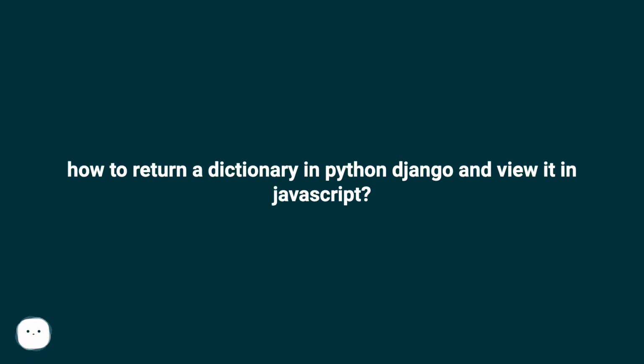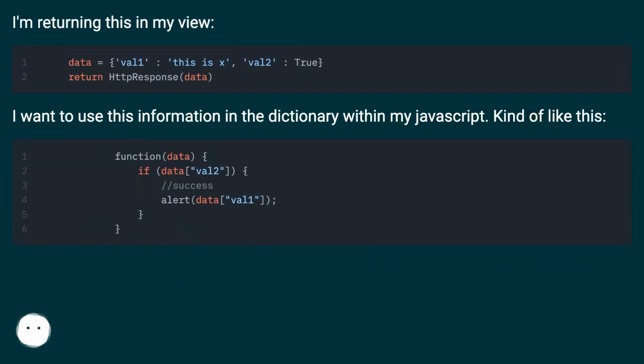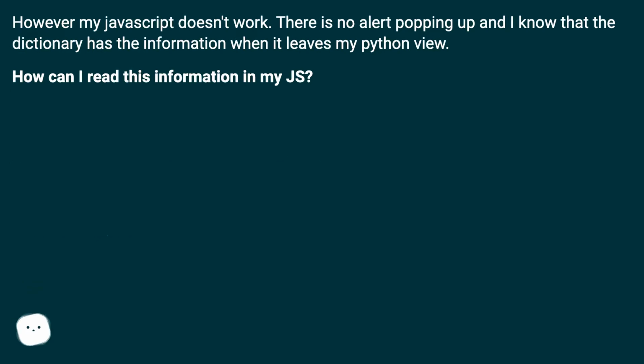How to return a dictionary in Python Django, and view it in JavaScript. I'm returning this in my view. I want to use this information in the dictionary within my JavaScript, kind of like this. However, my JavaScript doesn't work. There is no alert popping up, and I know that the dictionary has the information when it leaves my Python view. How can I read this information in my JS?